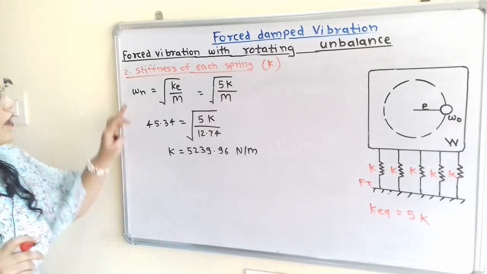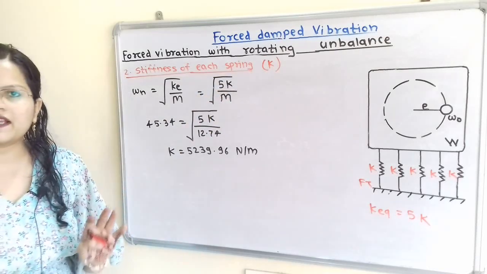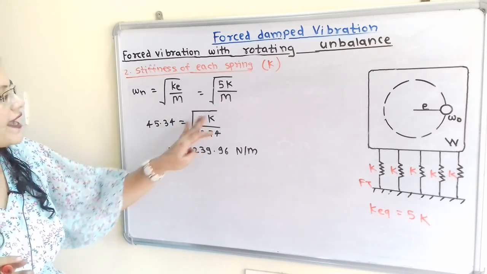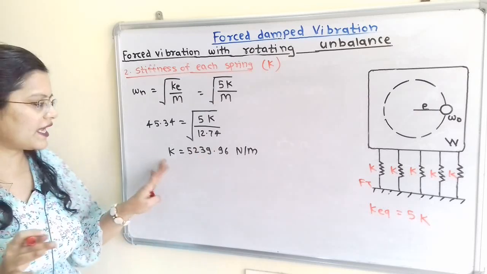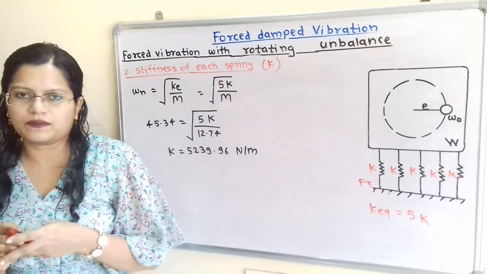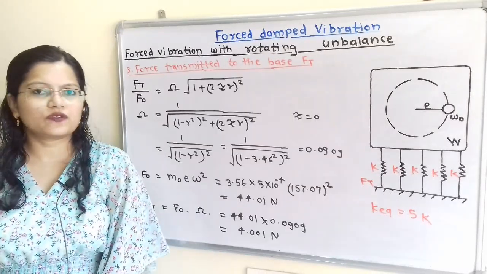Now we will put the value. So omega n, value of omega n is known, 45.34, which is equal to under root of 5K by 12.74. So K is equal to 5239.96 Newton per meter. We will move to the third question.